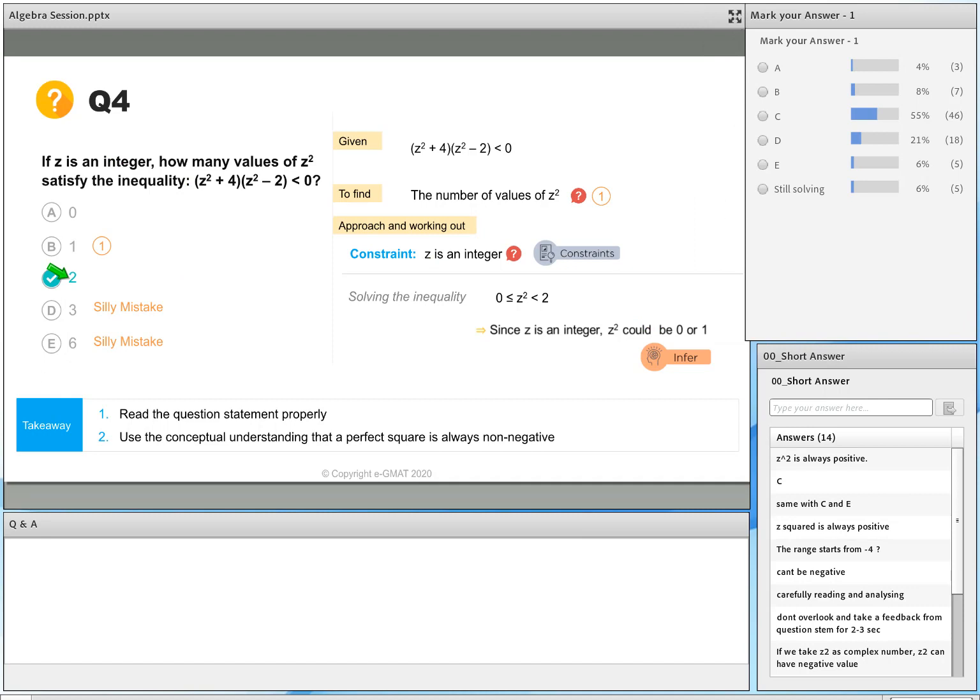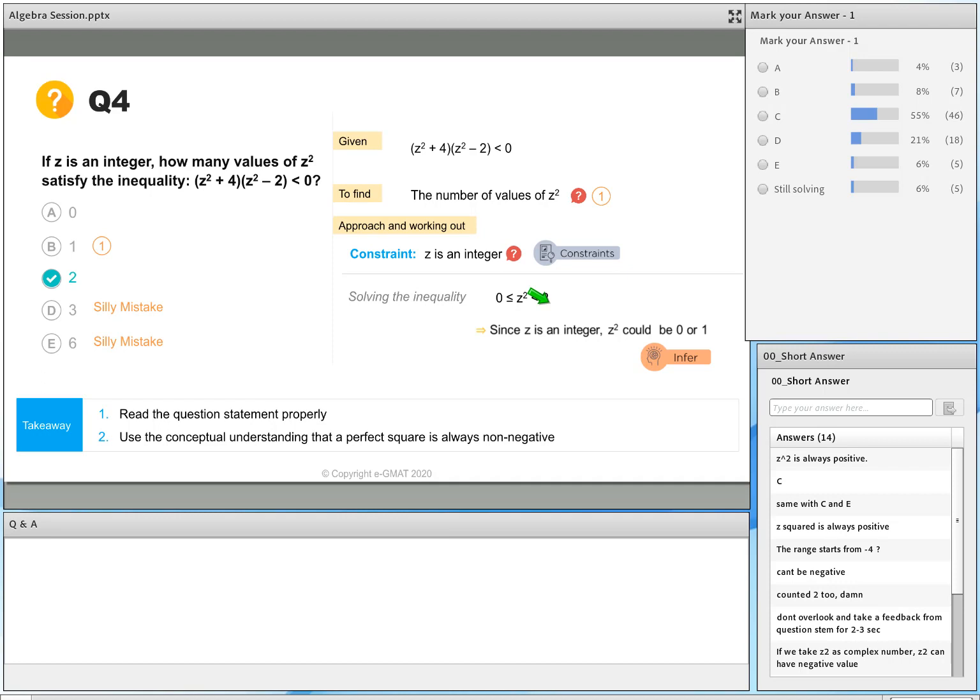So for the 8% people who marked 1, you did not count 0 again, despite this being exactly what we had in the previous question. Marking D and E were just silly mistakes. You also counted 2. I think 0 and 1 and 2, you counted that as well. But if Z is an integer, Z squared anyway cannot be 2, right? So the correct answer is C.